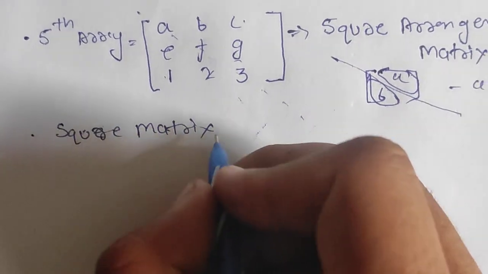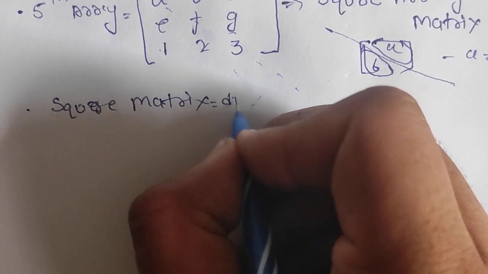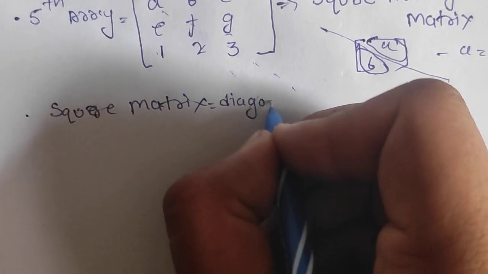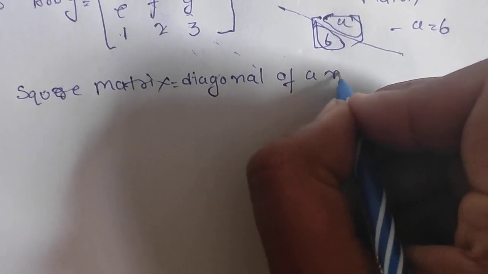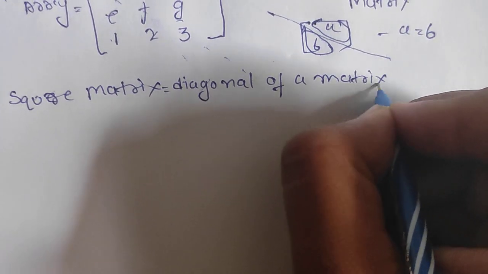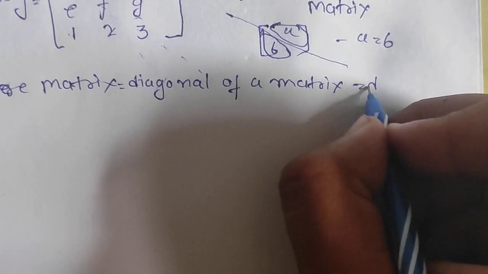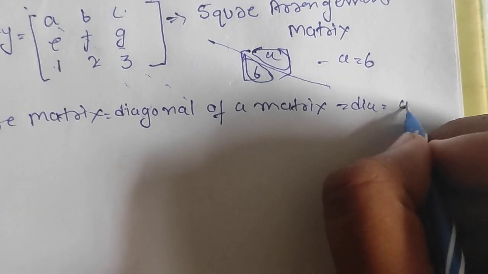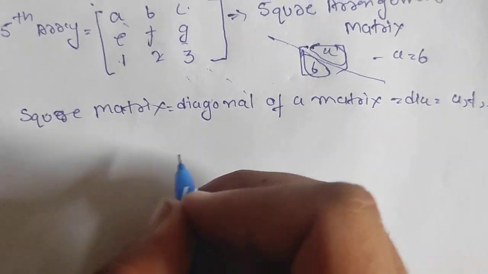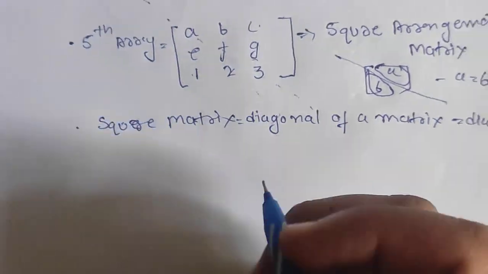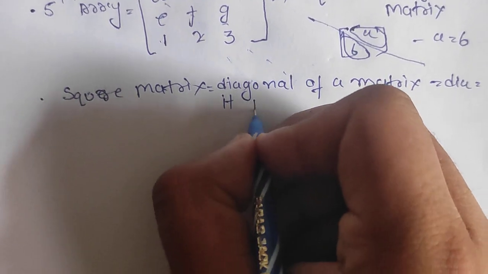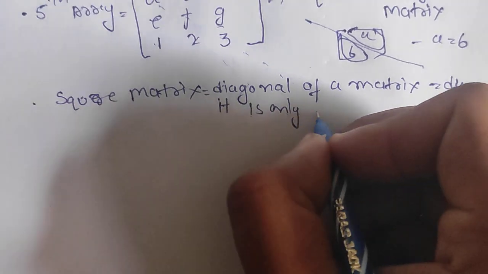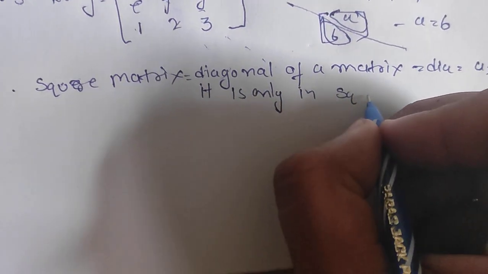So the diagonal of a matrix is always in a square matrix. The diagonal is A, F and 3, because it bisects all the elements into the same parts on both sides. Diagonal elements exist only in a square matrix.